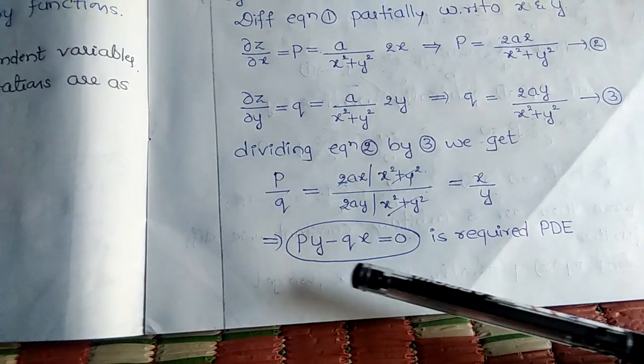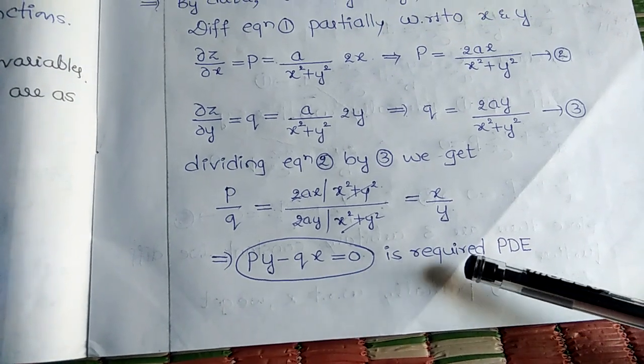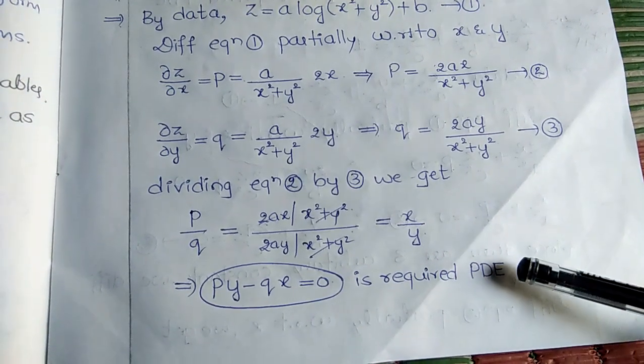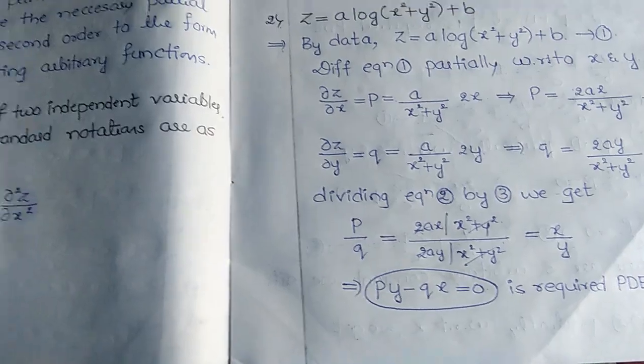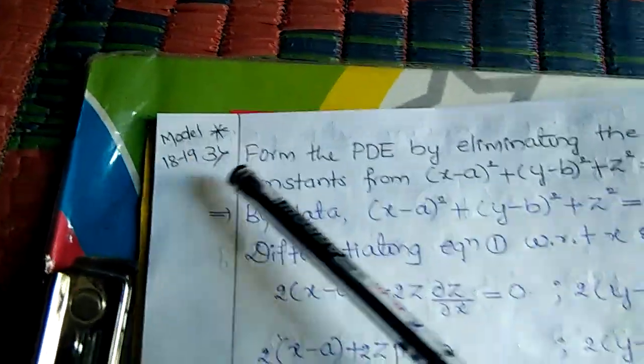Cross multiply, we get py minus qx is equal to 0, which is the required partial differential equation. Next example, it is asked in model question paper 1819.